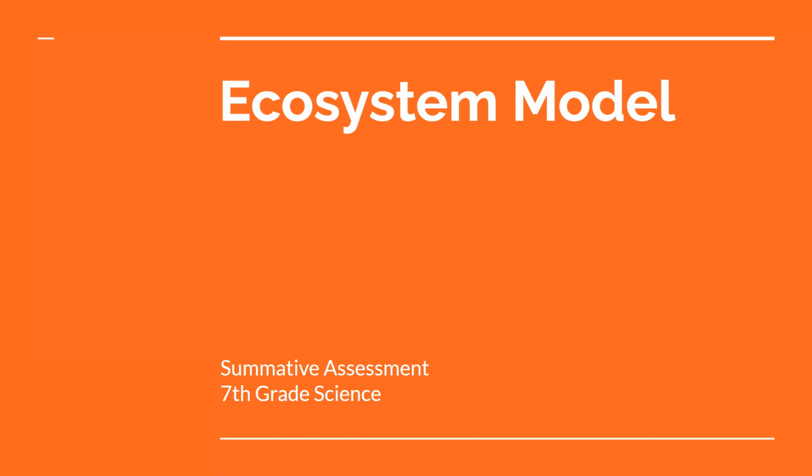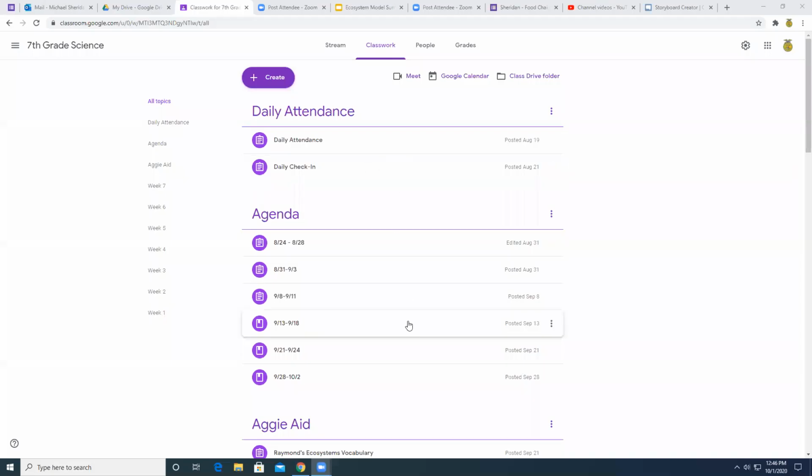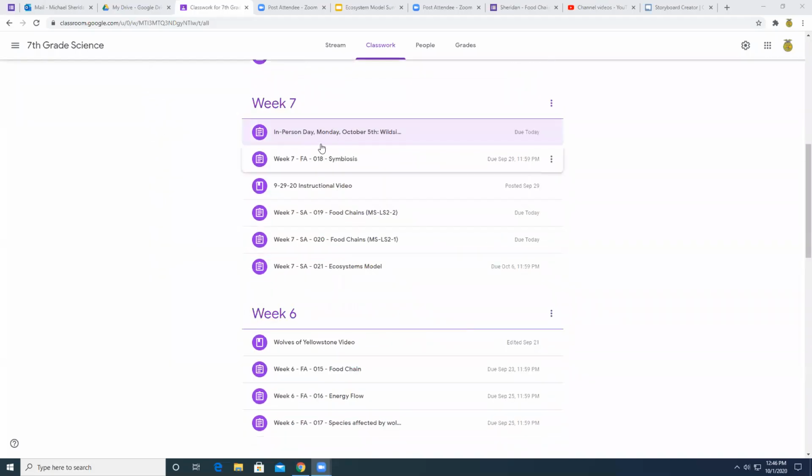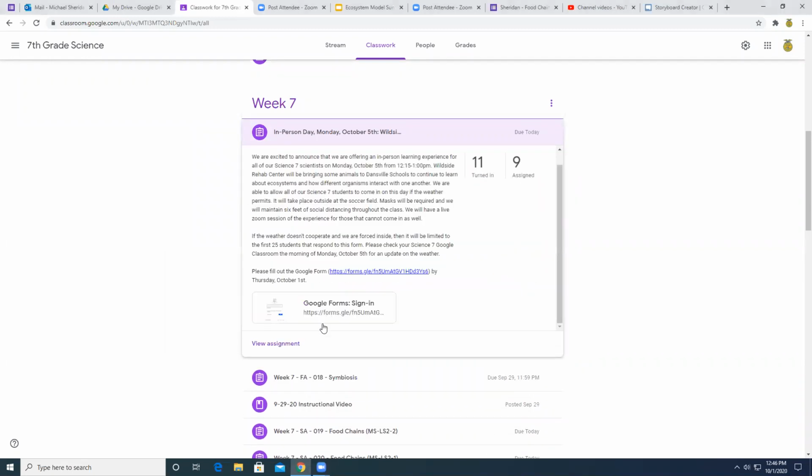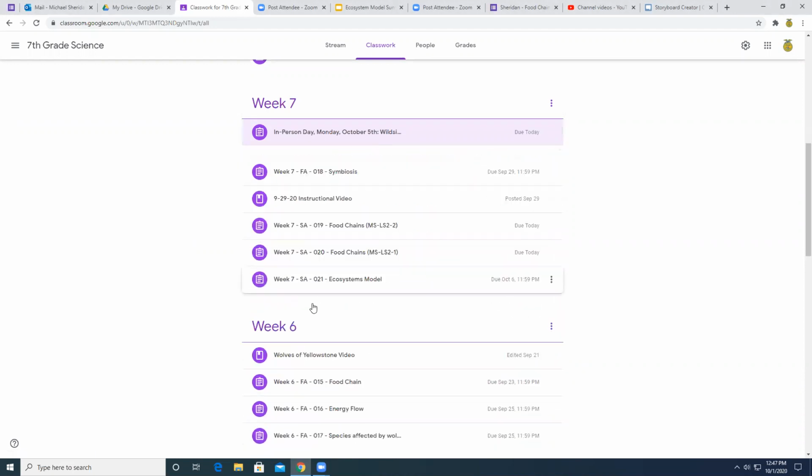The second thing that you need to make sure that you get done, and I'm going to stop sharing so that you're not distracted by that background, is go into our Google Classroom. Every single day, you're going to go in and do your daily attendance and your daily check-in. And then you need to come down here. This is a busy week for us in week 7. So you need to come here and fill out this form for the in-person day this coming Monday.